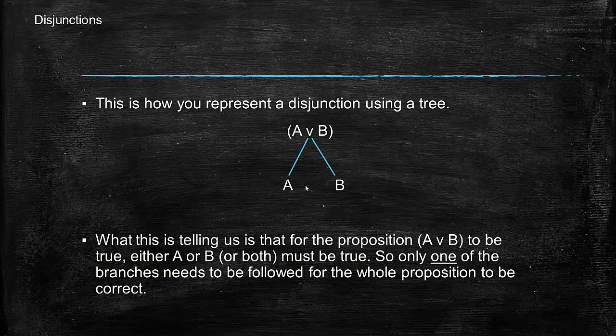This is how you represent a disjunction using a tree. What this is telling us, again in a very graphic way, is that for A or B to be true, you can go through either one. So ORs are branches. OR is where the real branching occurs. If A or B is true, then that could be because A is true or because B is true. Either one of these branches can be traveled down, and you'd still have the original proposition being true.